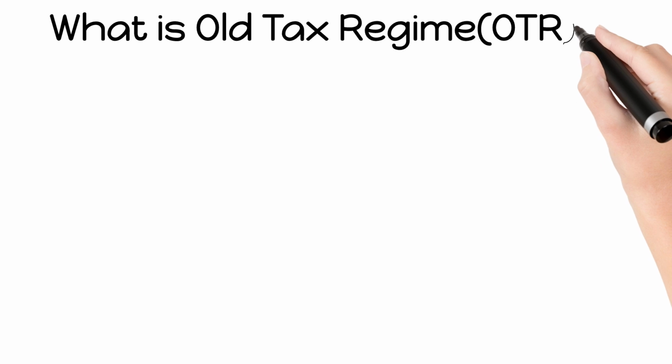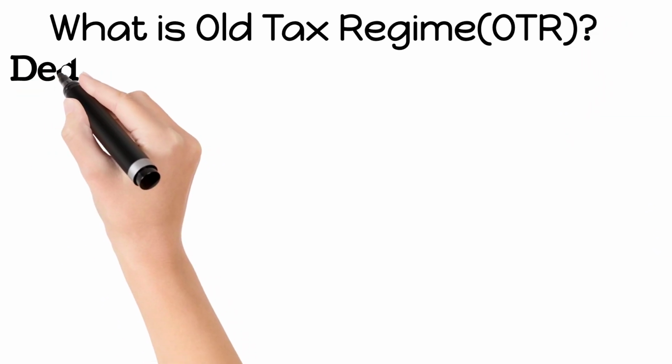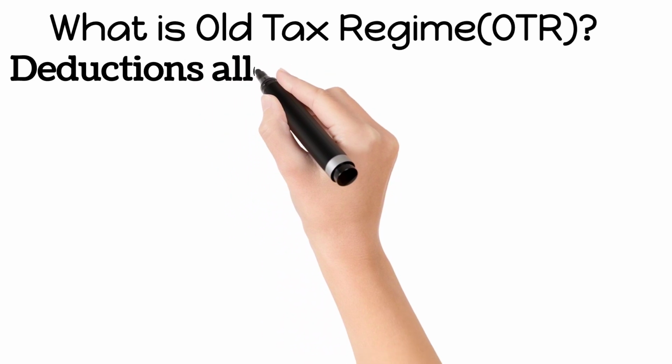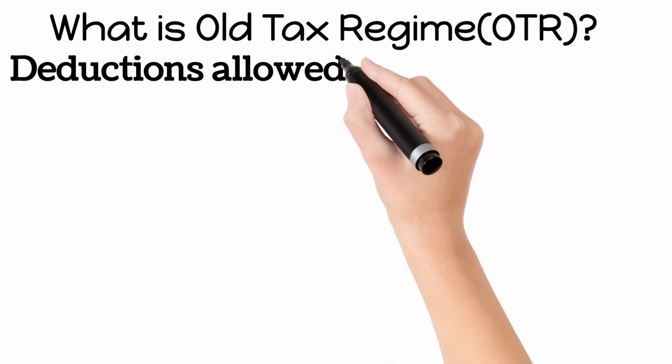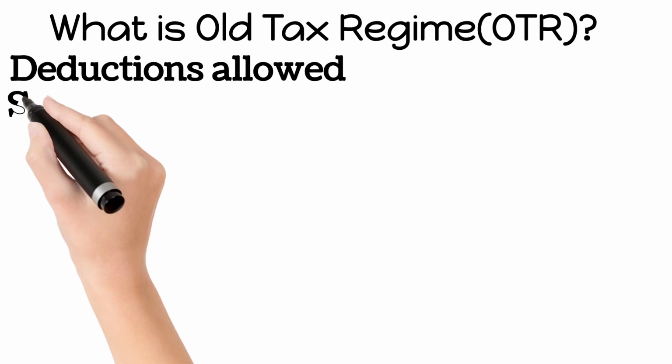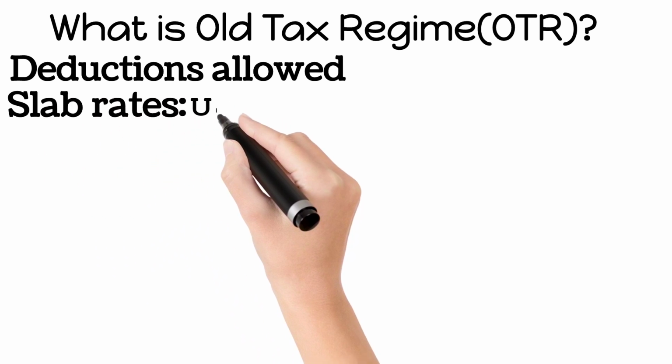In this old tax regime, the main feature is the deductions allowed under different sections of the Income Tax Act, like Section 80C, 80D, deductions under Chapter 6A, to name a few. We could invest in various schemes and then claim deductions under the relevant provisions. This was one feature. The other feature is the slab rates under the old tax regime.